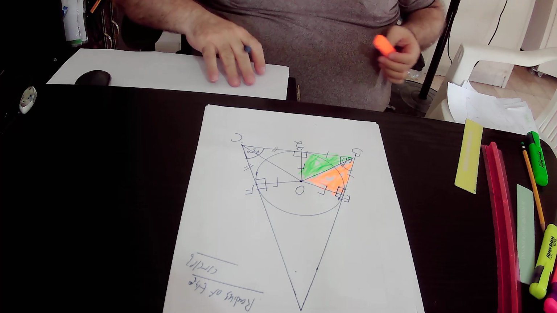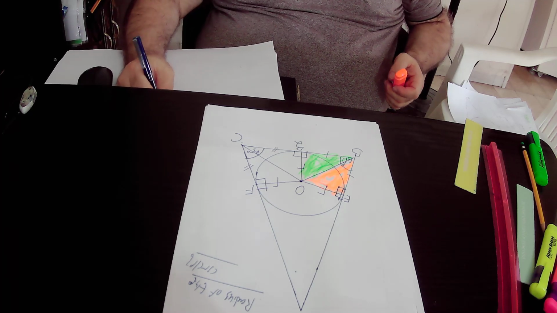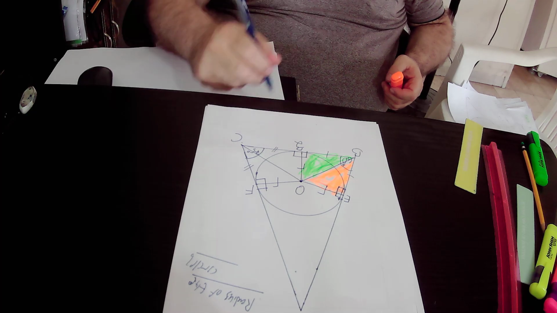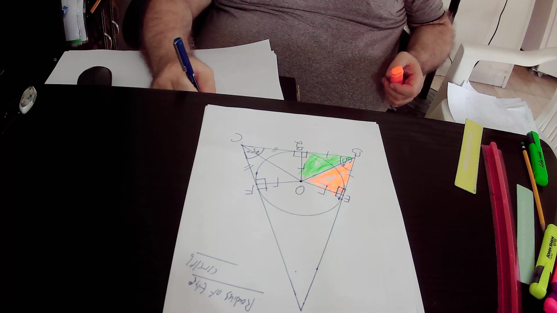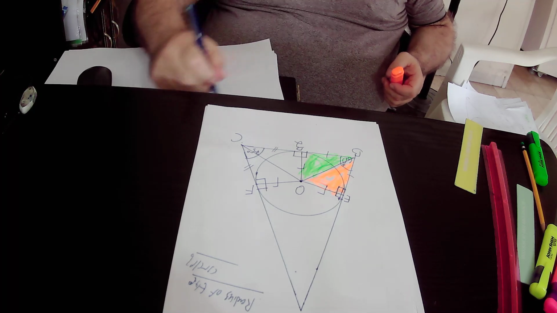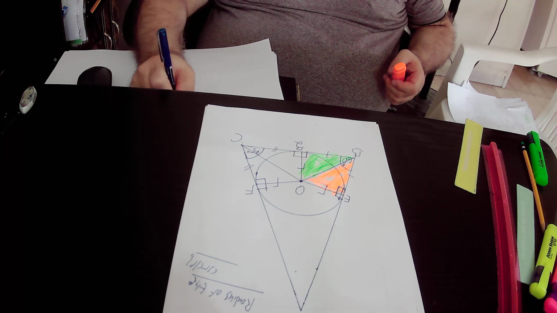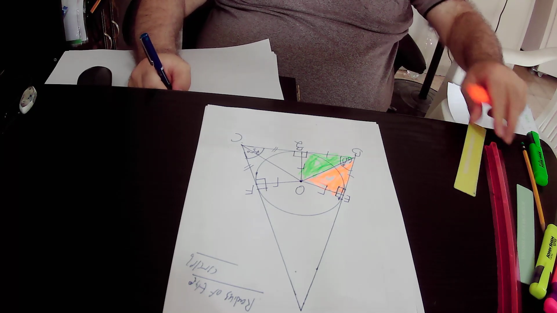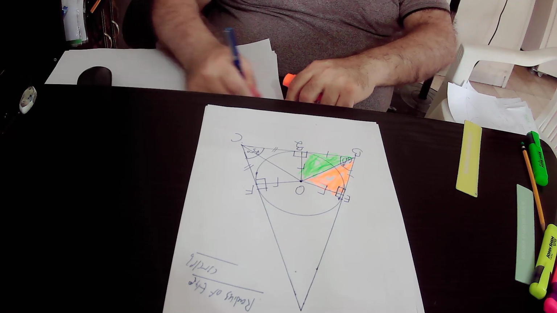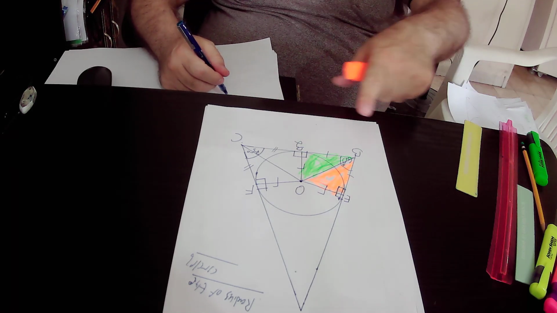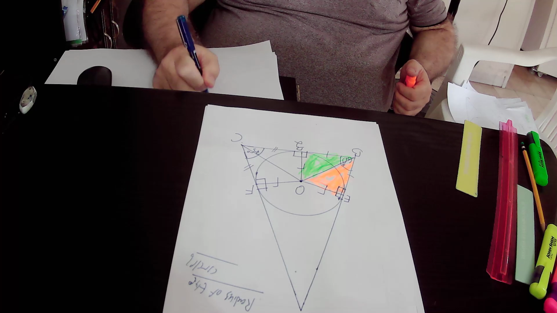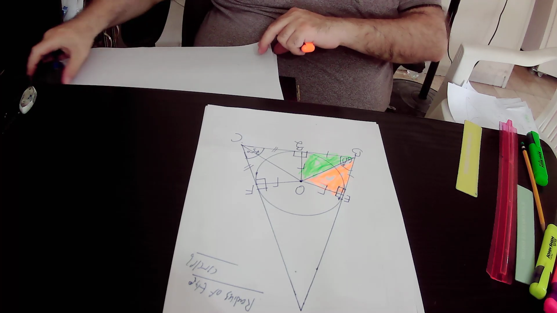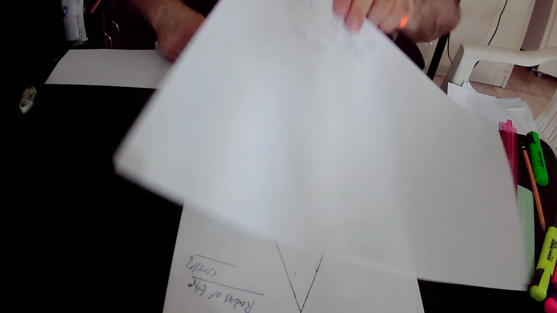So here we write it down. We have triangle BDO, the green triangle, and the orange triangle BOE. Why are those two triangles congruent? First of all, we just right now found out that BD equals BE. BD equals BE according to rule number 2.